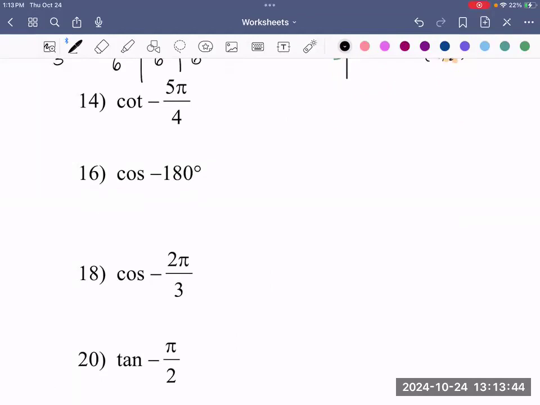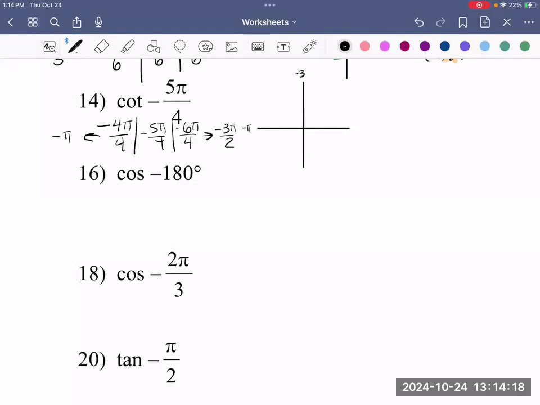So if we have cotangent of negative 5 pi over 4, if we went to negative 4 pi over 4, negative 5 pi over 4, and let's see, 6 pi over 4. This can reduce to negative 3 pi over 2. This can reduce to just negative pi. So locating your negative 5 pi over 4, well, negative pi is over here, going again in this clockwise motion. And negative 3 pi over 2 would be up here. So we are at an angle that is between these two values.